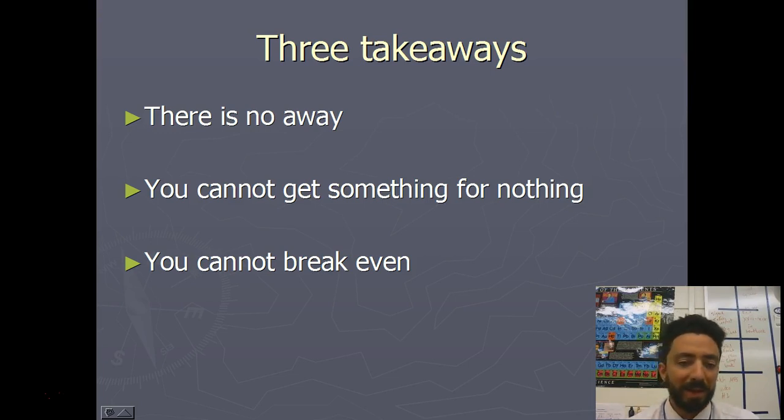The second big takeaway is you can't get something for nothing, meaning that energy has to come from somewhere. We cannot create or destroy energy. No matter how smart or technologically advanced we get, this is a fundamental law of physics, the first law of thermodynamics. We can never create energy for free. It always has to be converted.